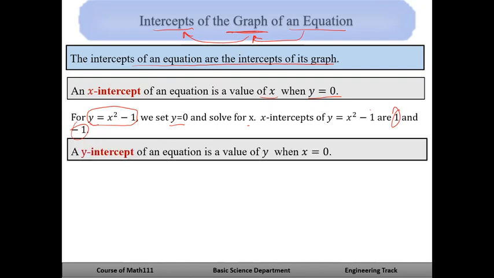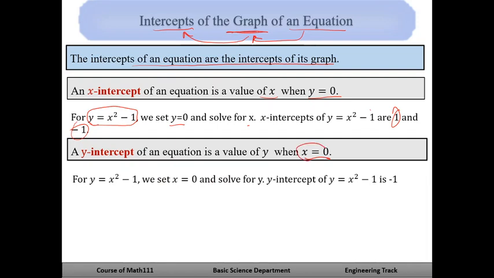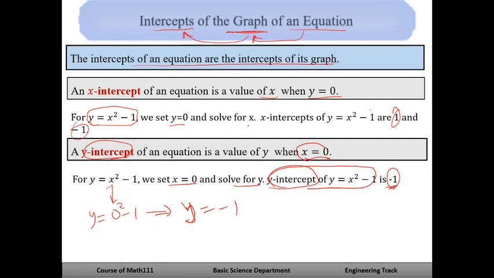Now, the y-intercept of an equation is the value of y when x is equal to 0. So look here again. To get the y-intercept, you set x equal to 0 and then solve for y. So you write 0 squared minus 1, and it turns out y is minus 1. So the y-intercept of this equation is minus 1.